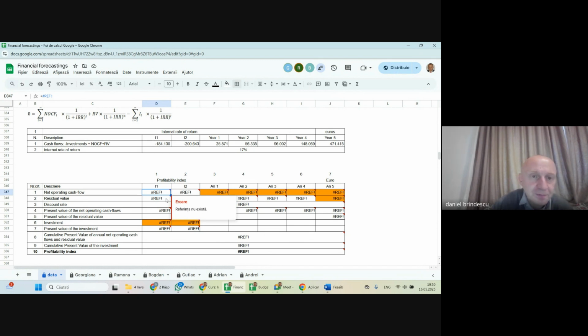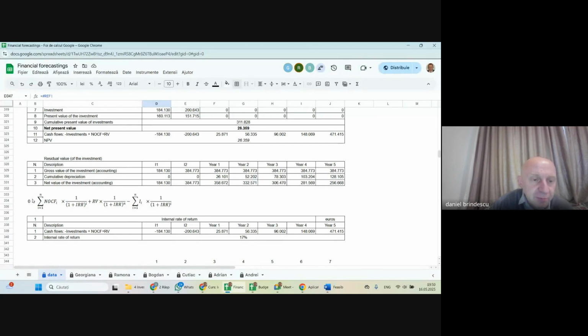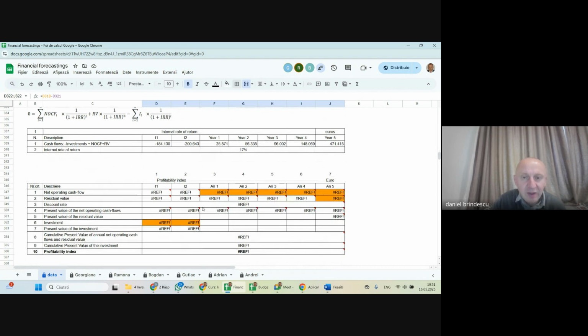So it's not the present value of the cash flows and residual value less the investment, but it's simply this sum, the present value of the net operating cash flows and the residual value over the present value of the investment. So it will not be expressed in euros, it would be expressed in percentages, as you will see in a moment.